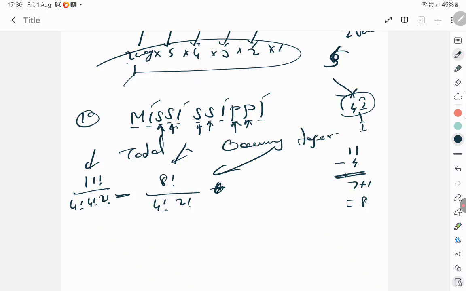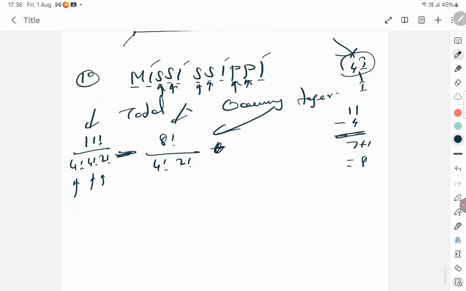It's total minus occurring together. Total is an 11-letter word, so 11 factorial divided by all the repeats. Repeated letters have to be divided, as that juggling is not permitted. And occurring together means the total letters become 8. I hope you were clear. Subtract it and get the answer.